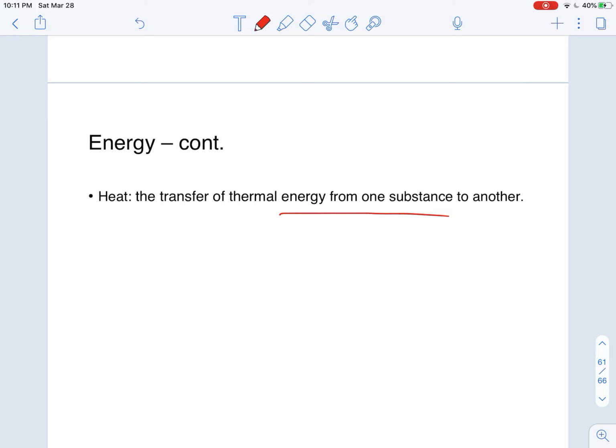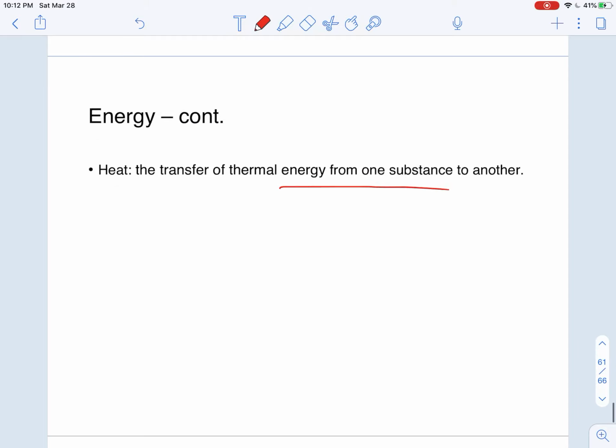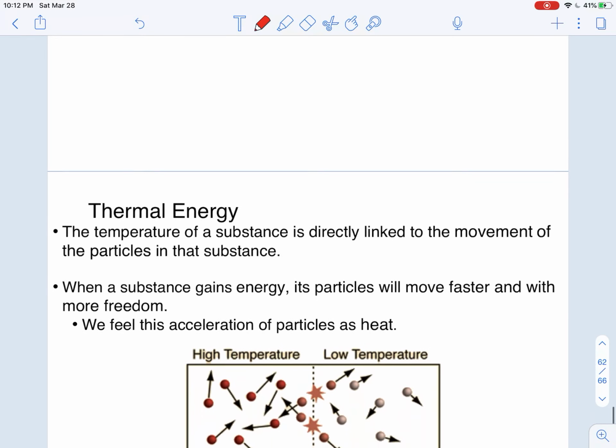Heat definition is the transfer of that energy from one substance to the other. So heat is the substance that's always moving. If you touch some cold metal, the heat is going from your hand into the metal. Even though you feel cold, it's not the cold moving, it is the hot particles that are moving. They're the ones who are moving faster.